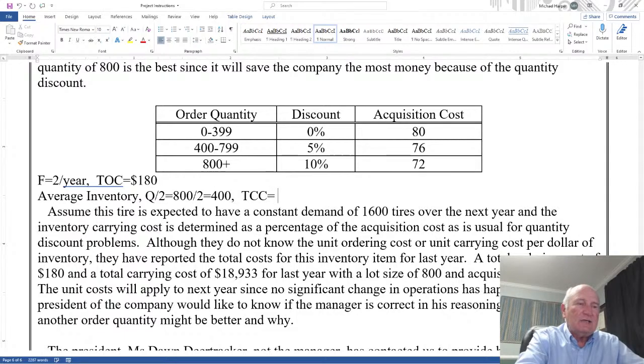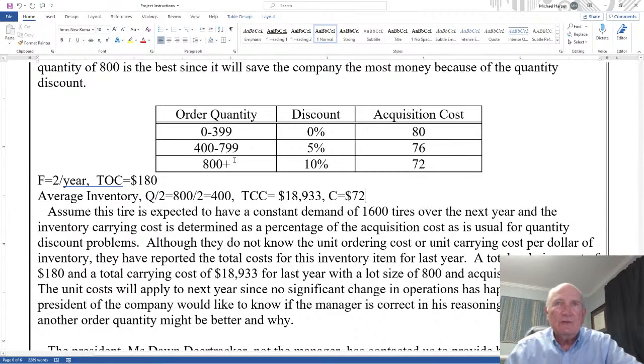Total carrying cost last year was 18,933. Okay. And that was for a lot size of 800. And if you ordered 800, then C was going to equal 72, right? Because if you order 800, then you're going to pay $72 for it. So that's C. Okay. Now they don't know the unit cost, but they do know the total costs.